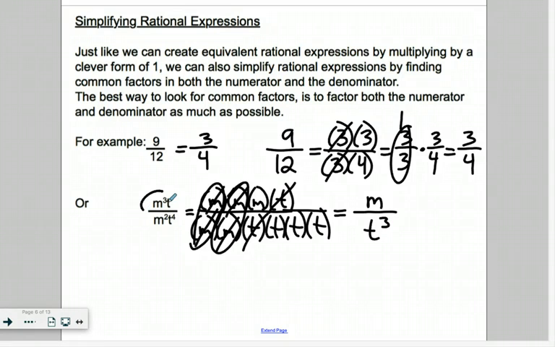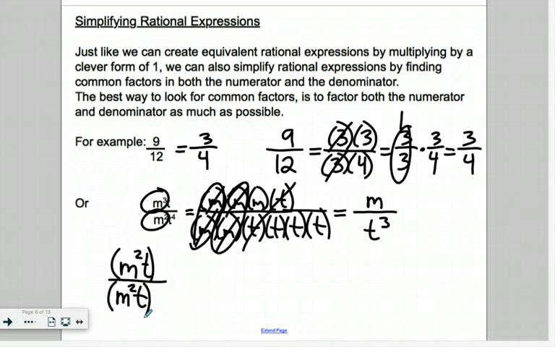So I've got m cubed in the numerator and m squared in the denominator. What's the lowest one that they have in common, right? They both have at least m squared, so I can factor out an m squared from both the numerator and the denominator. Right? I also look at, okay, well, what's in common with the t's? Well, they both have at least one t, so a t is a common factor in both. Right? So that's kind of like our GCF.